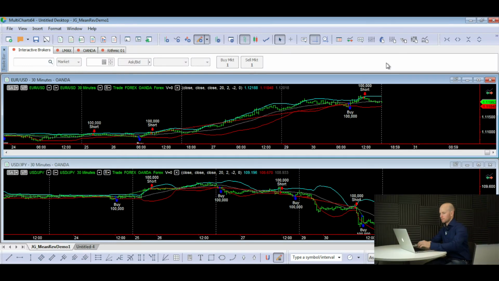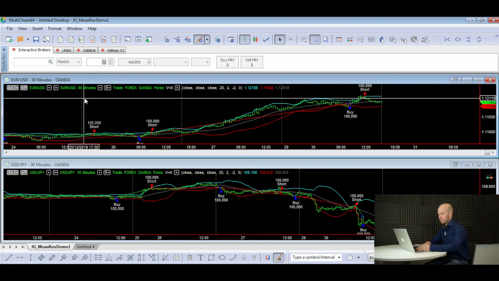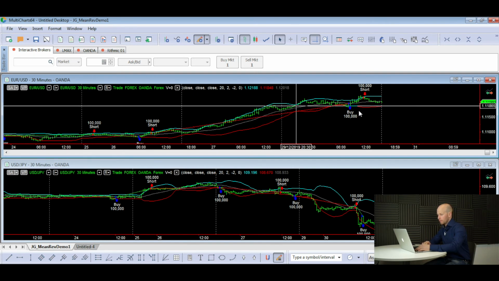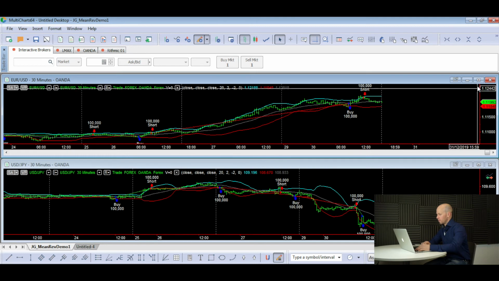Okay, this is how this strategy looks on the charts. So as I mentioned, I've got both the markets here. I've got euro dollar in the top one, dollar yen in the bottom one, both 30-minute chart, both the same strategy. So have a quick look on how it works.